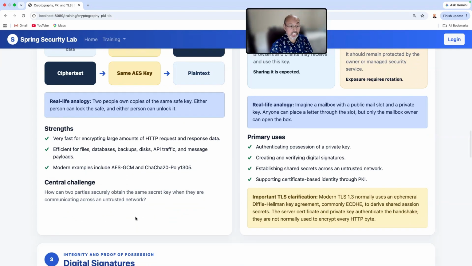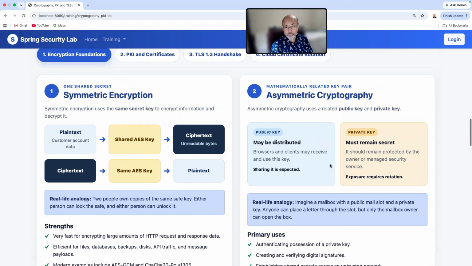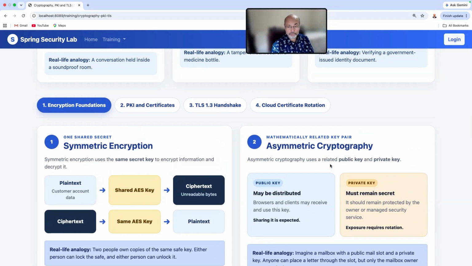And the central challenge: how can two parties securely obtain the same secret key when they are communicating across an untrusted network? So the central challenge of symmetric encryption is the secret key, which can be lost. So then let us come to asymmetric cryptography, which is also known as public key infrastructure, PKI.